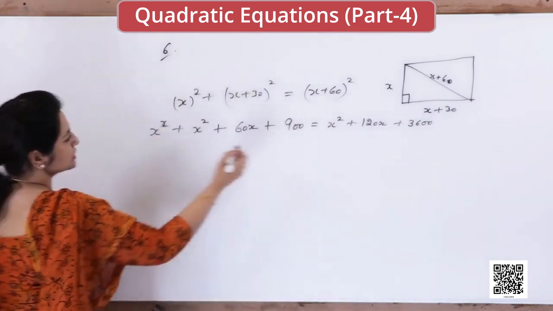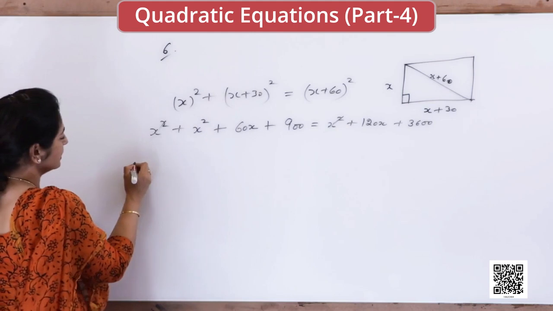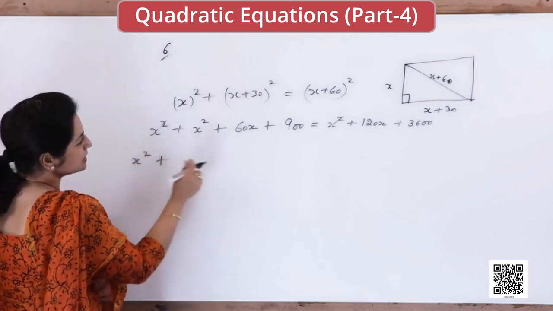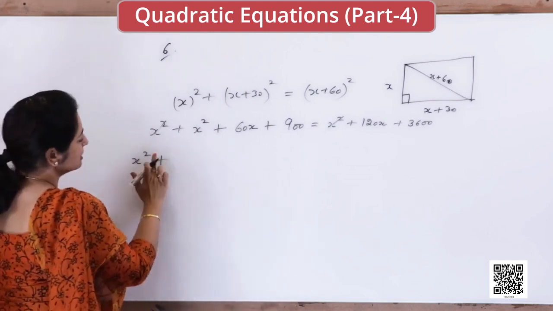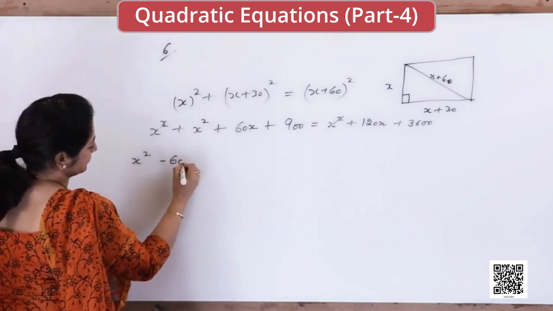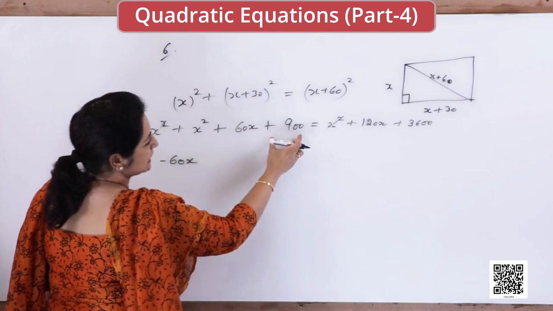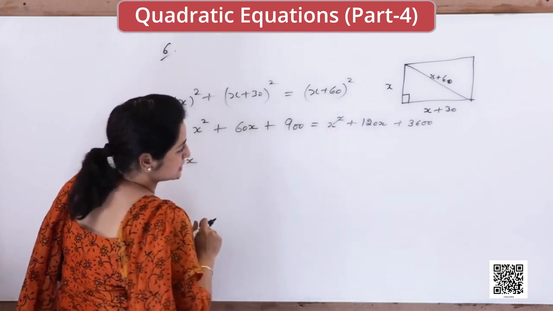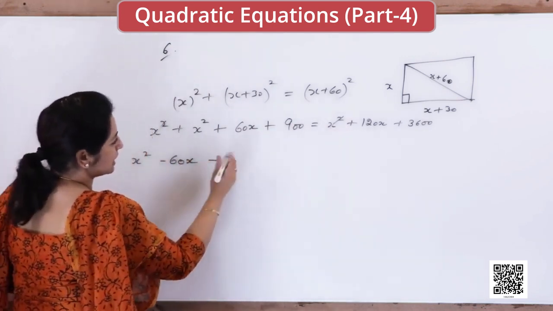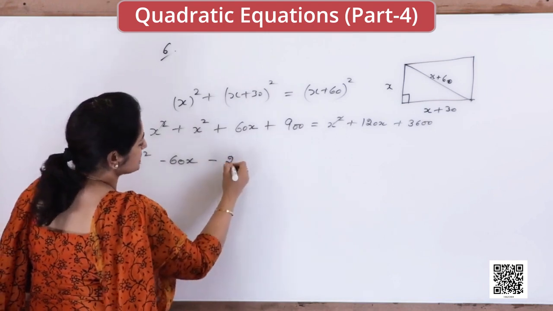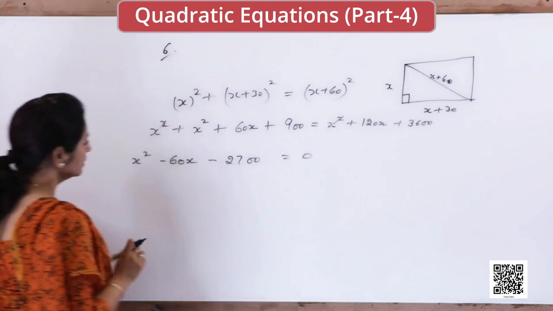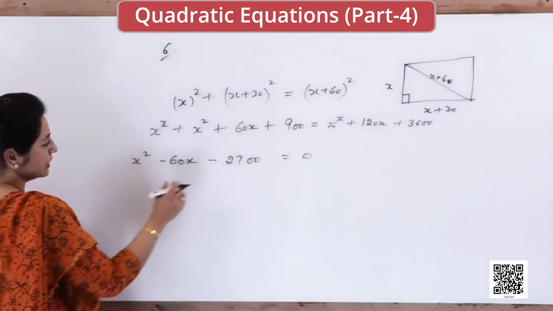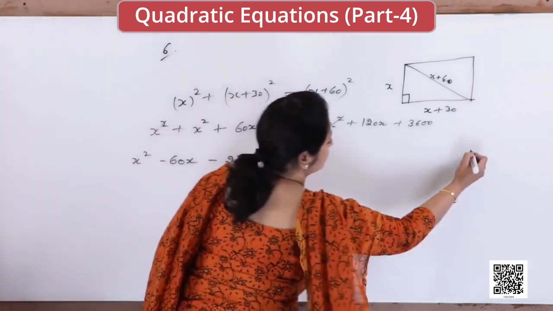Now this x square will get cancelled, and here we will have x square plus 60x minus 120x. It will give us minus 60x plus 900 minus 3600. So it will give us minus 36 minus 9 is 27, so minus 2700 equals 0. Now we can solve it. Now we need to factorize 2700.